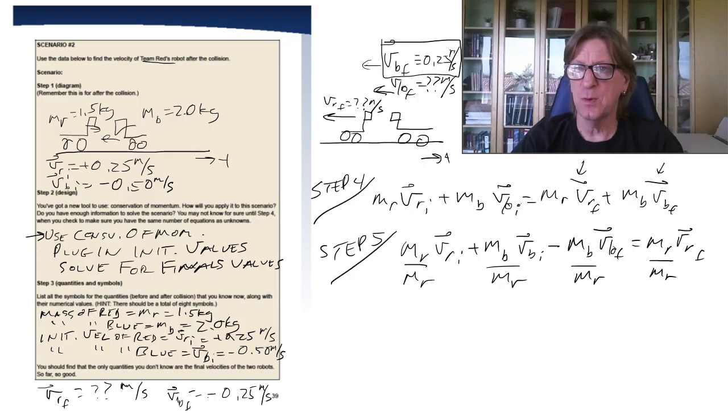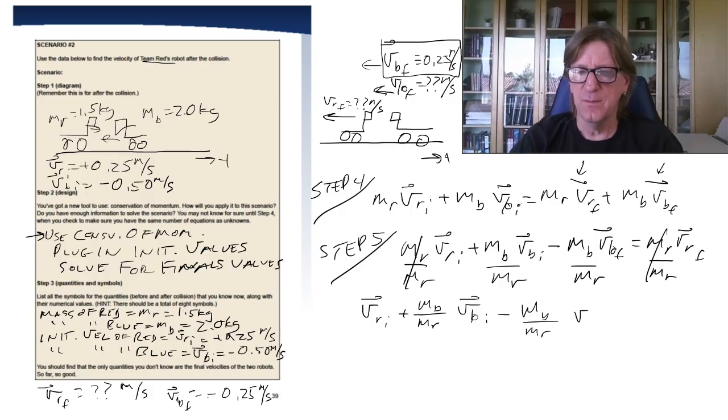Not the whole thing. So now we can see that that one cancels and that one cancels as it should. Let's go ahead and rewrite each step at a time. So this is VRI plus this ratio of MB over MR. And I won't factor it out yet, but we're going to in just a second. Minus MB over MR, VBF, and that equals what I'm actually looking for, which is VRF.